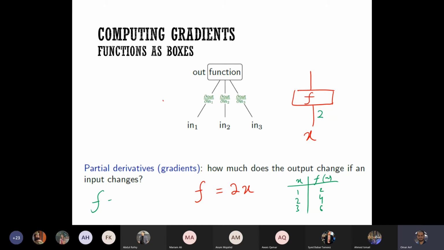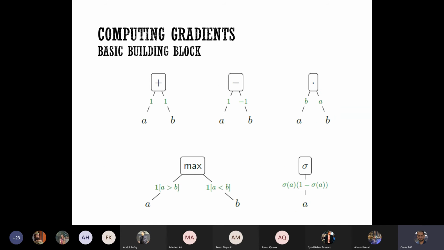If I have a function which is x square, in that case my derivative would be 2x. So that is how my output is changing with respect to the input. Okay, so let's look at some other simple examples of a function. So this is one example, the first figure, where the function is simply adding two inputs. So I have two inputs, a and b, and the function is a plus function. It is simply adding two values, right?